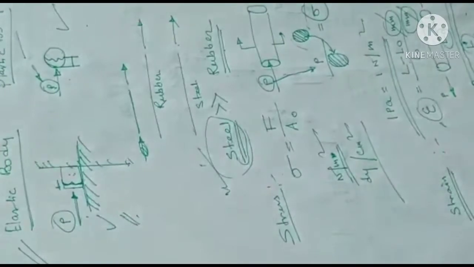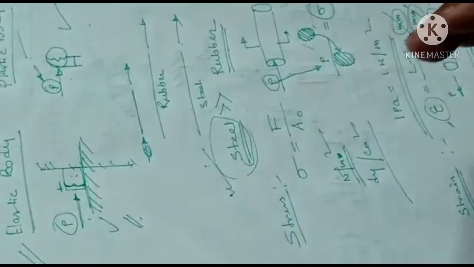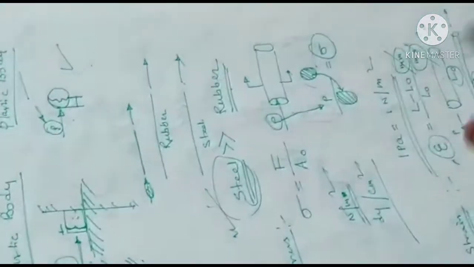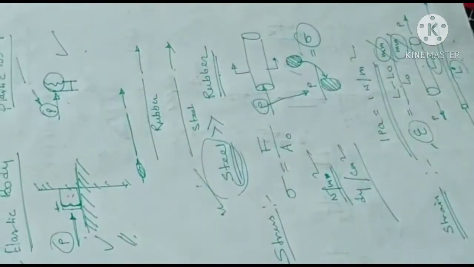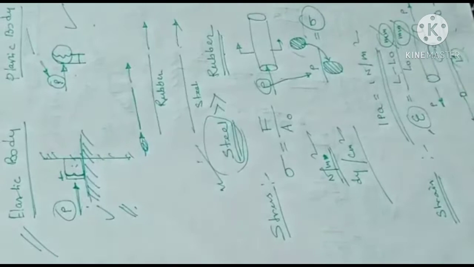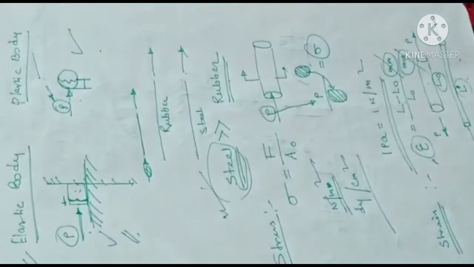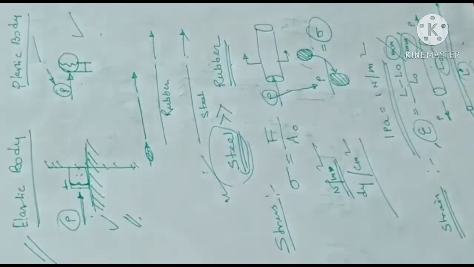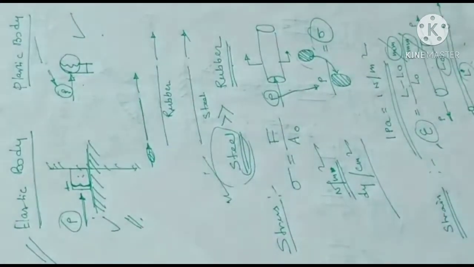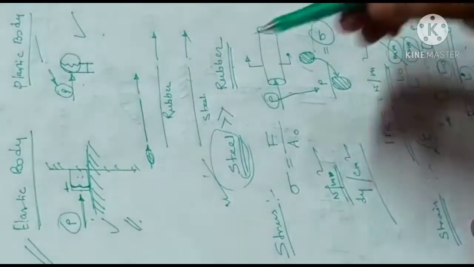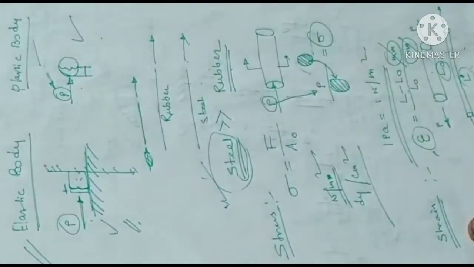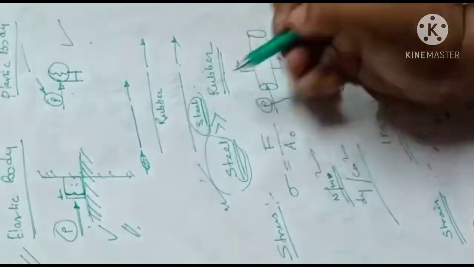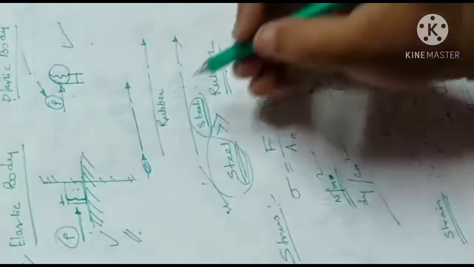A very common question: in case of rubber or in case of steel, which is the most elastic? In common sense we say that rubber is more elastic, but the actual concept is different, because if you want to change the shape by putting tensile force as well as compressive force, you need to put more force in case of steel to distort its shape. So steel is more elastic compared to rubber.